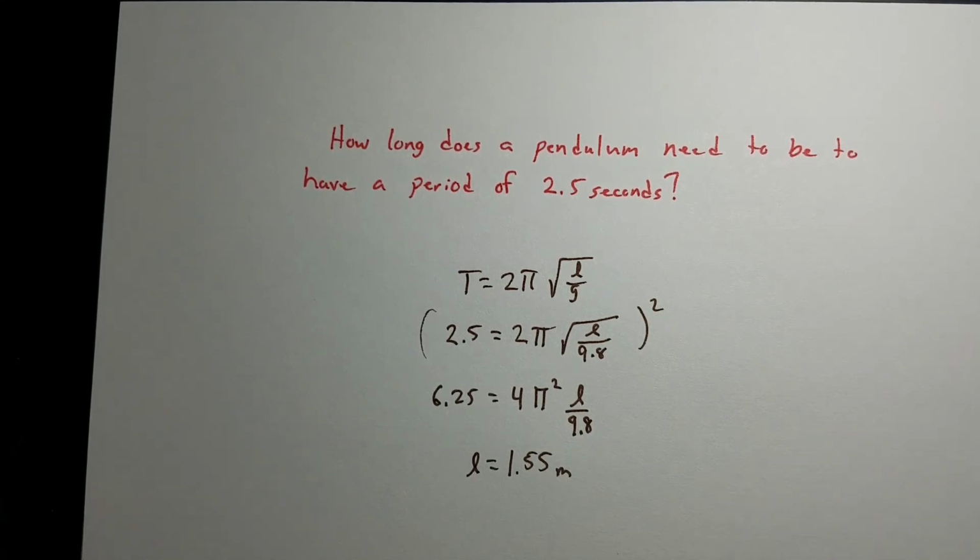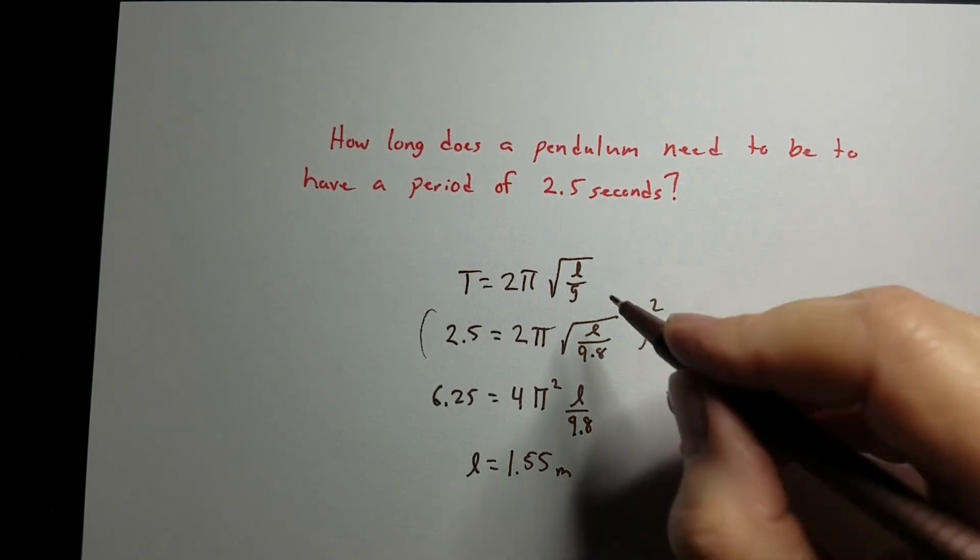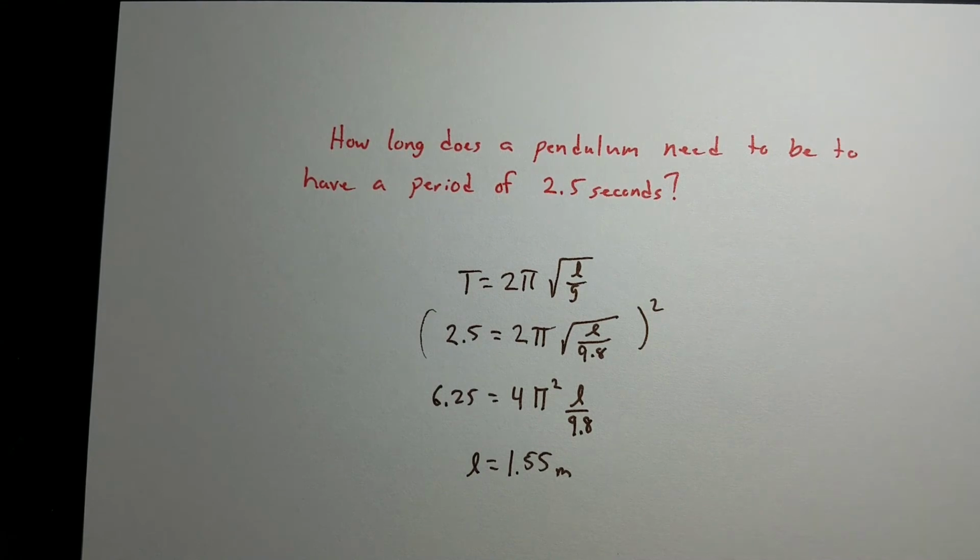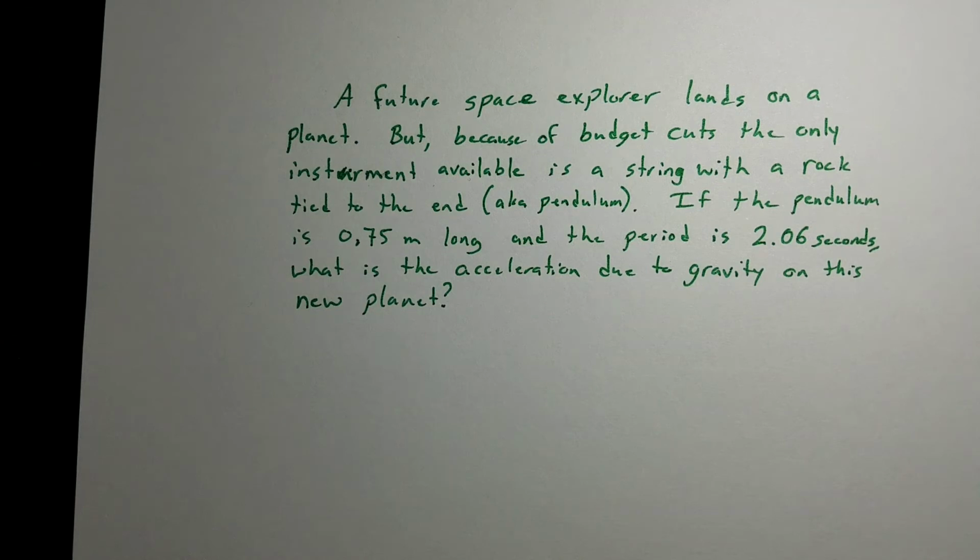Now this is all on the Earth. What if we were on some other planet or body like the Moon or Mars? Can we use it to actually figure out the acceleration due to gravity on that planet? Well, yes, we can. So let's say we have this situation. Some future astronaut lands on a planet, but because of budget cuts, the only thing they have to measure the gravity of that planet is a string with a rock attached to it. In other words, a pendulum. We have a 0.75 meter long pendulum, and the astronaut measures the period to be 2.06 seconds. What is the acceleration due to gravity on that planet?